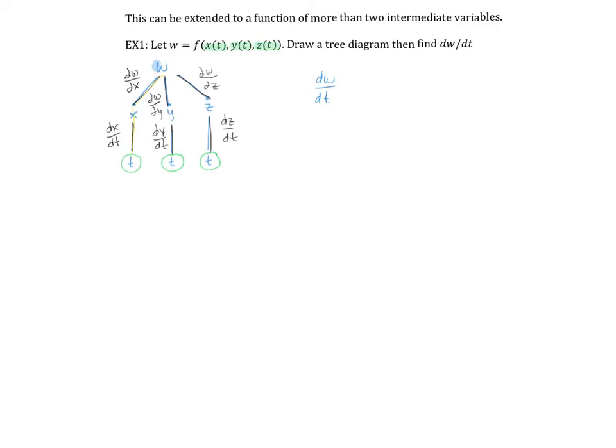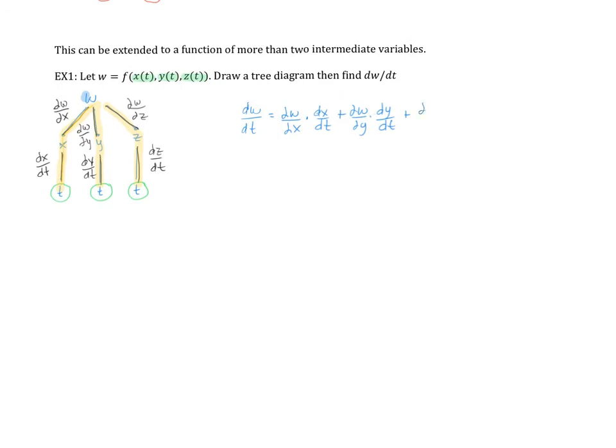I need wx, xt, wy, yt, wz, zt. That would be the partial of w with respect to x times dx dt, plus the next branch, partial w with respect to y, dy dt, plus third branch, the partial of w with respect to z times dz dt.